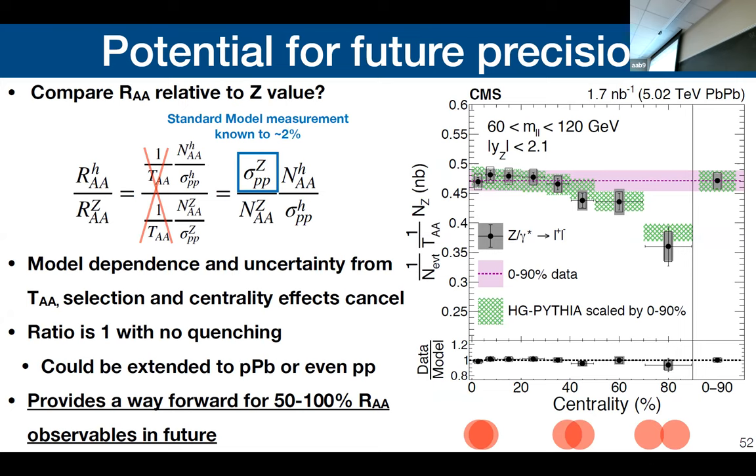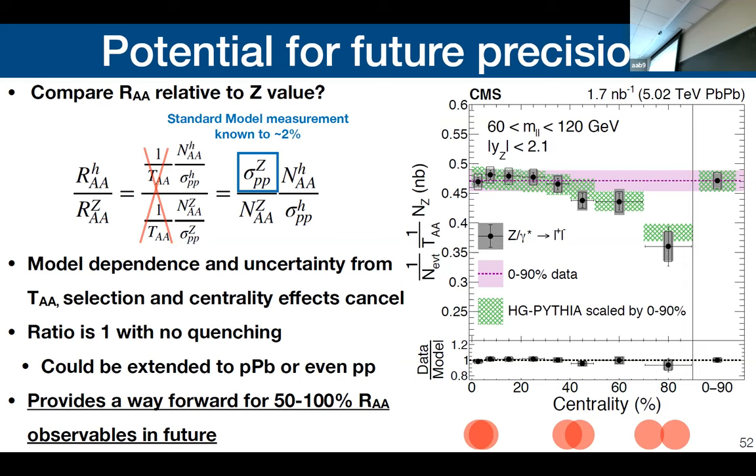So what if we compare RAA of whatever particle of interest to Z bosons? So basically a double ratio shown here. What's really interesting about this double ratio is, remember those TAA factors I talked about, which were some scaling factor that had uncertainties? They cancel out. It becomes model independent, right? We don't depend on that model anymore. We don't need those uncertainties anymore.